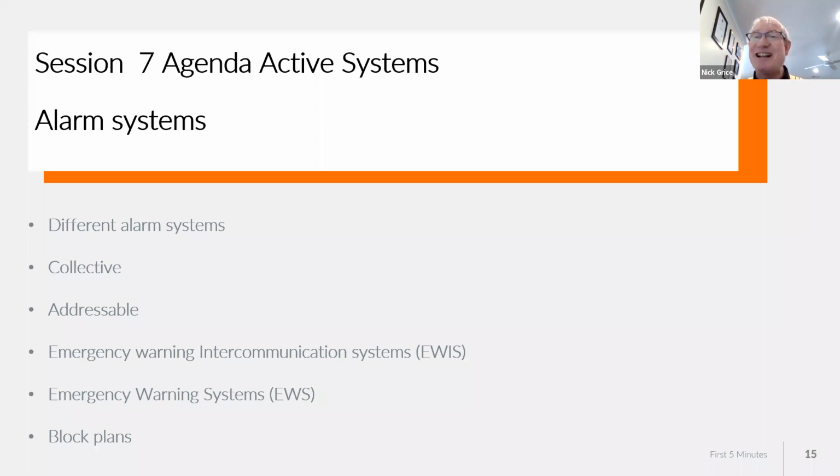Emergency warning systems today are slightly different. If you think about the communication system, it's got whip phones to it. EWS don't have whip phones, but can have a PA to talk to people. And I'm going to show you some block plans as well.